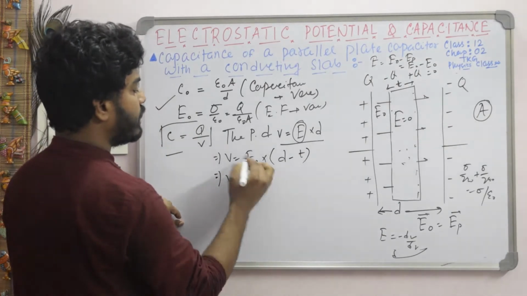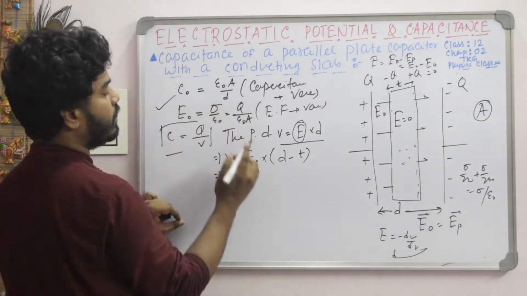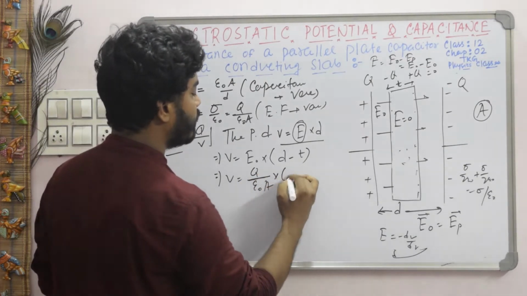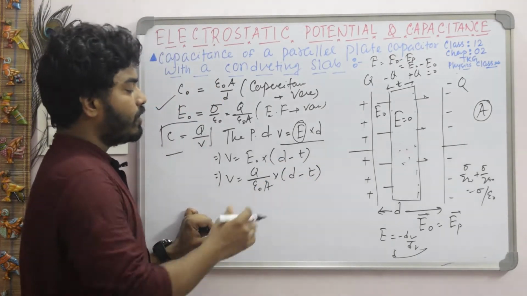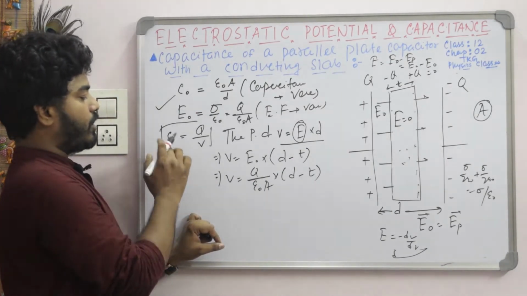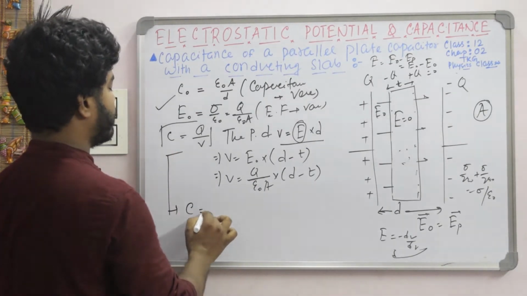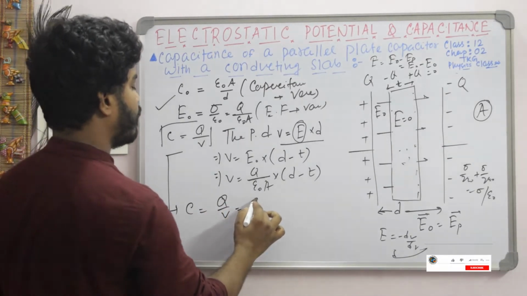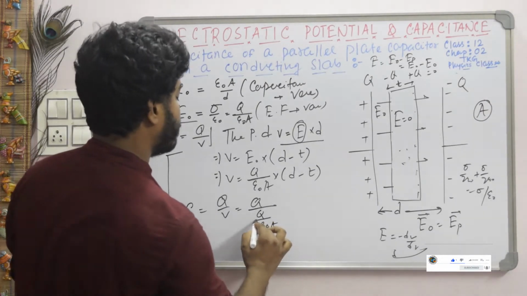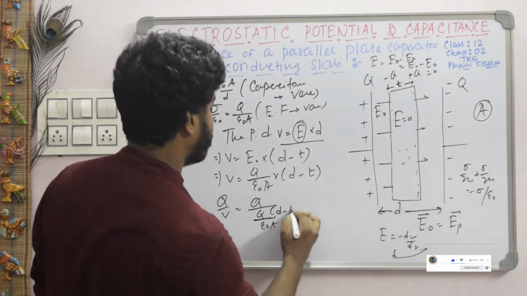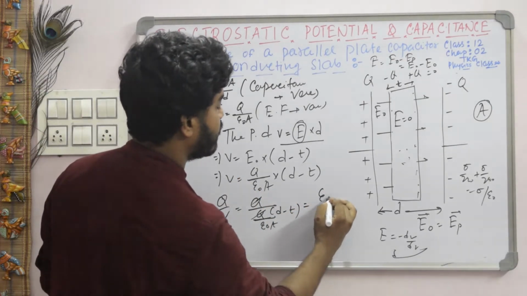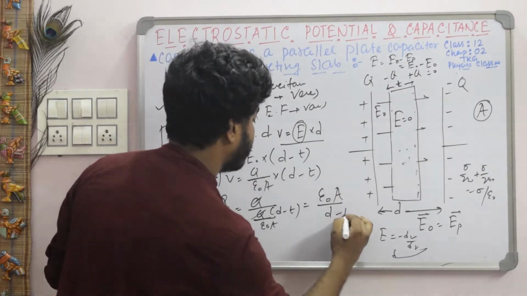Now just putting the value of E naught, you know the value of E naught, that is Q by epsilon naught A, multiplied by (d minus t). So this is the expression of V, the potential difference between the two capacitor plates. Now just use this formula: capacitance C becomes Q by V, that is Q divided by Q by epsilon naught into (d minus t). So Q cancels out, and epsilon naught A goes to the upper side: epsilon naught A divided by (d minus t).